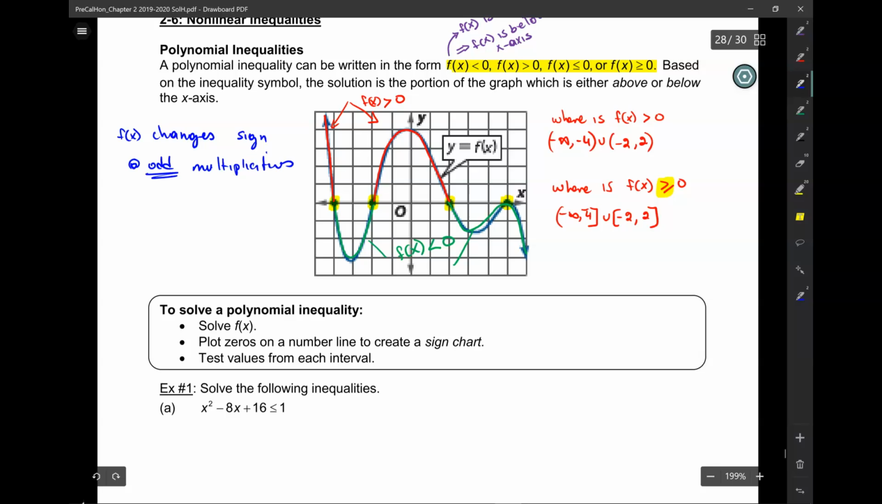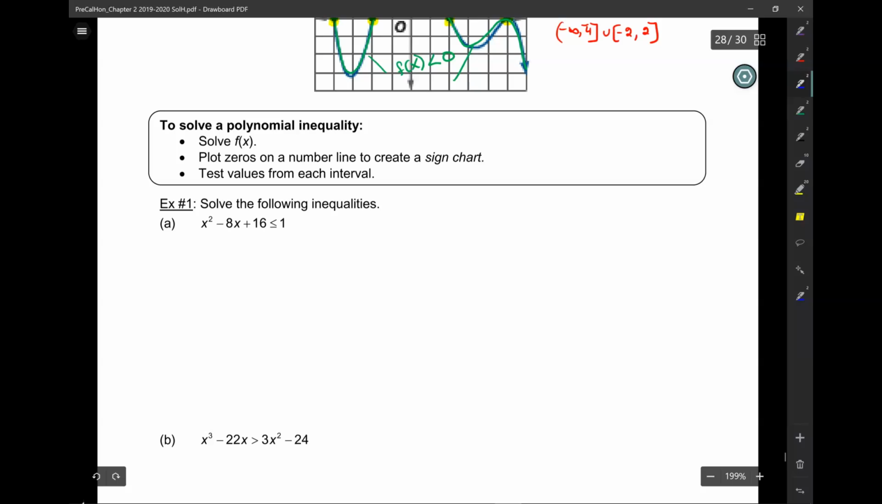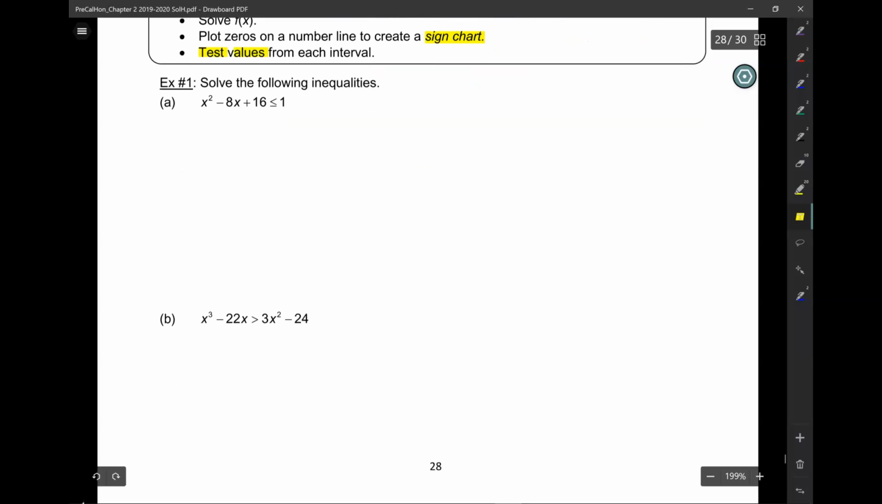Okay, so how do we solve one of these inequalities then? The process is simple. We have to solve f of x as if it was an equal sign. But then we have to create a sign chart. Plot the zeros on a number line, and then we have to test values. Okay, let's do one, guys.